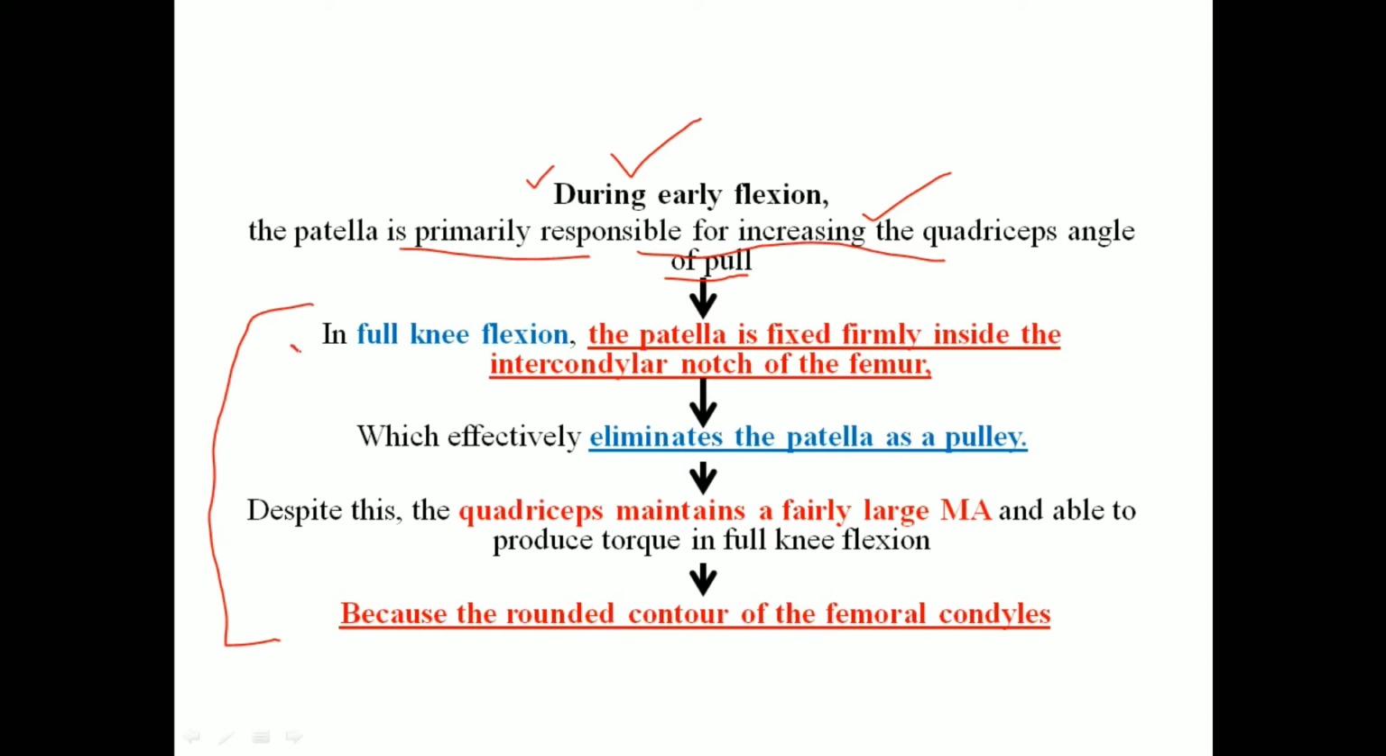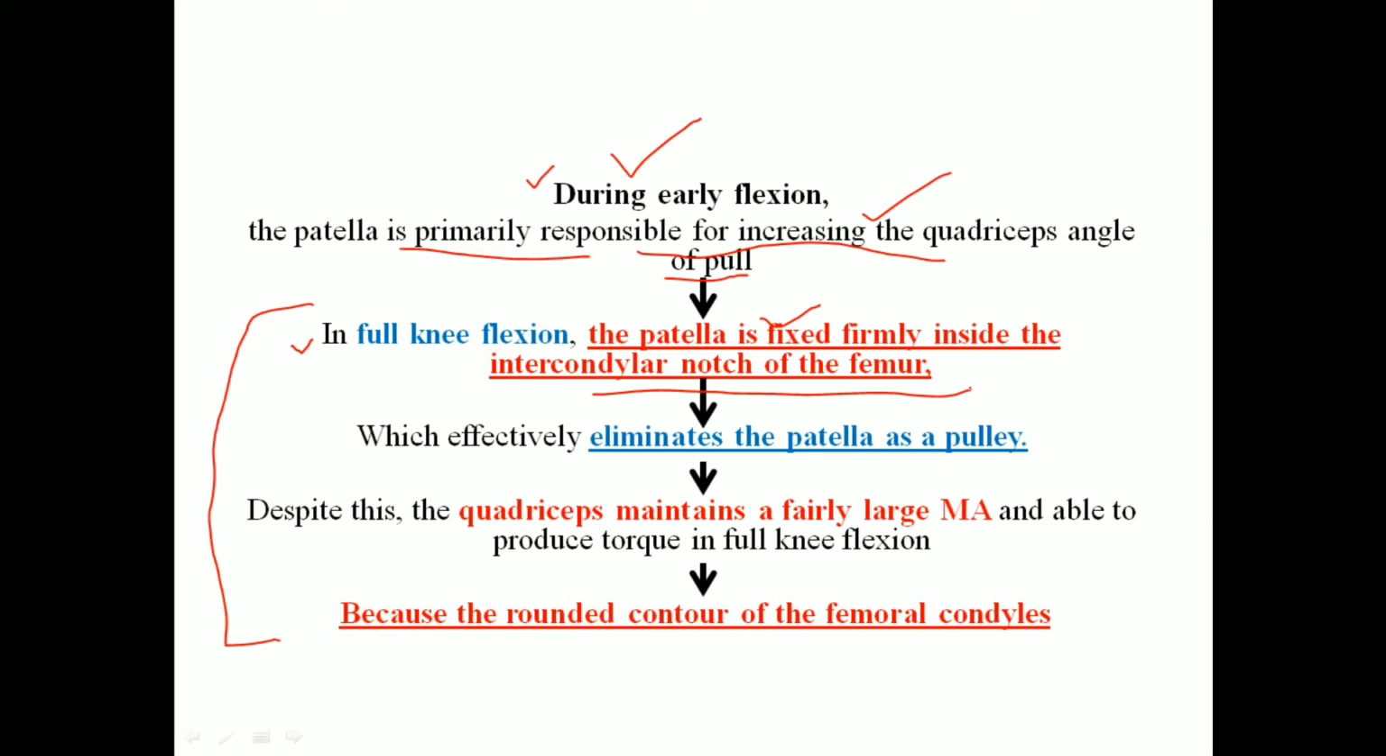Now in full knee flexion, as we all know, the patella is fixed firmly inside the intercondylar notch of the femur. When our knee is in the extension position, the patella lies over the femoral sulcus. Okay, it doesn't go inside the notch. Where is the intercondylar notch present? It is present on the lower part of the femur, in between the medial and lateral condyles, that divides the notch.